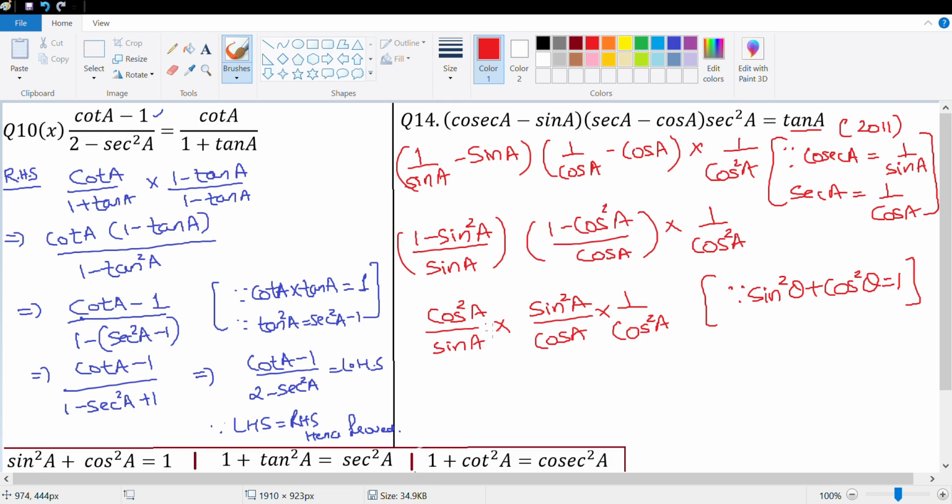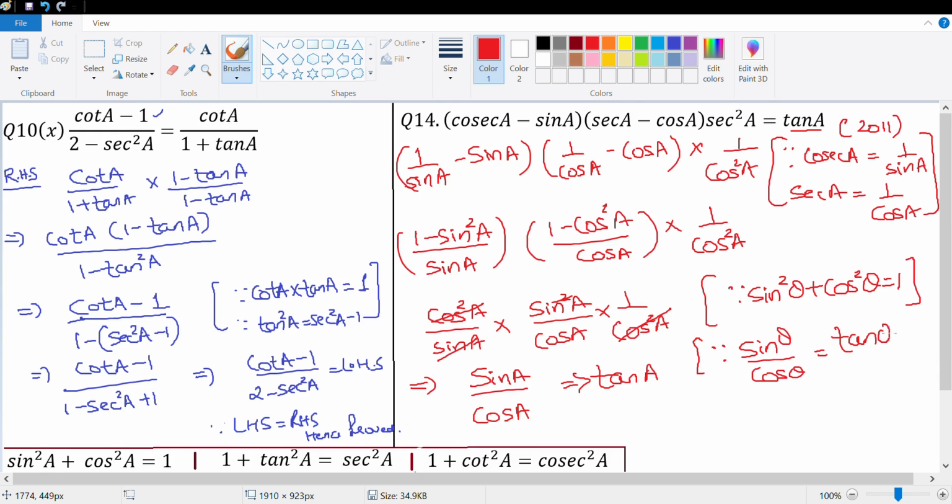So let's see if something gets cancelled. Cos square A and cos square A get cancelled. Sine A and the second power get cancelled. So this is sine A upon cos A, which is tan A. The reason being since sine theta upon cos theta is equal to tan theta, and this is nothing but the right hand side, so hence proved.